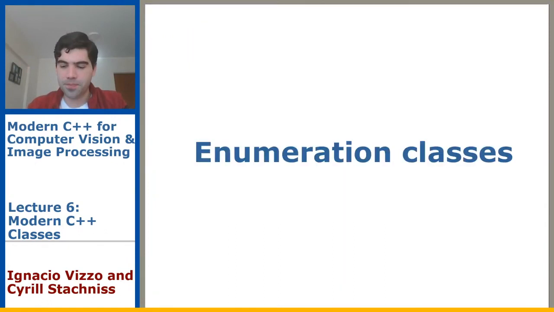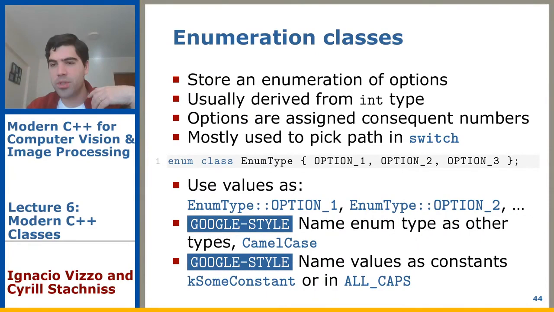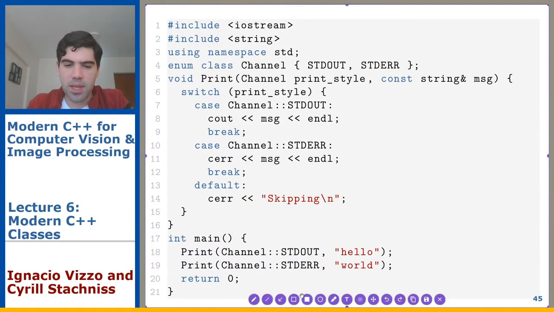And then lastly, super quickly, enumeration classes are a new feature in C++. Enum types are from C, but not classes. So this is what is also called scoped enums. You can have an enumerated type, but scoped within a class namespace. So the example here is you have this enum class Channel, and then you have stdout and stderr. There are many reasons why this is better than just using plain enums. For now, just take this for granted, use scoped enumeration instead of plain enumeration.